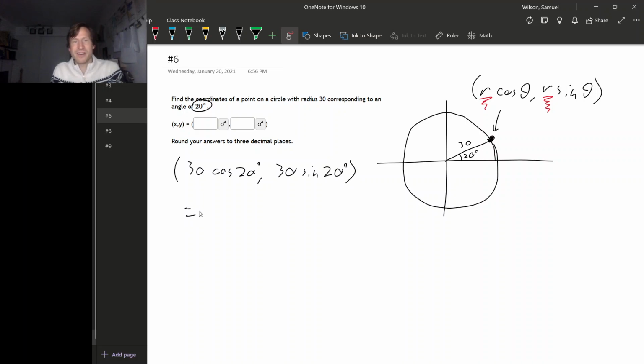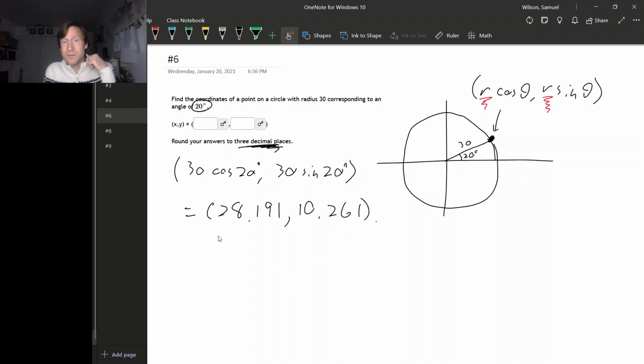And now it's calculator time. We can just dump this all into a calculator. Make sure I'm in degree mode. I'm in radian mode at the moment. There we go, degree mode. So 30 times cosine of 20, and I get 28.19191. We have to be careful about rounding because the problem is being a little picky about how we round. And then for the y-coordinate, 30 times sine of 20 degrees, I get 10.261. Okay.